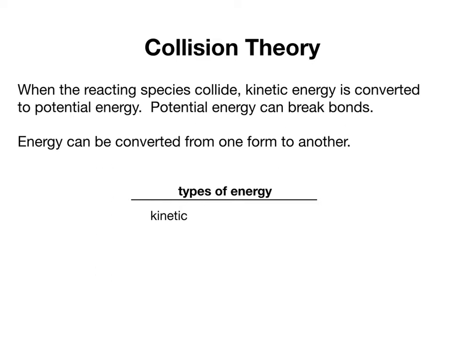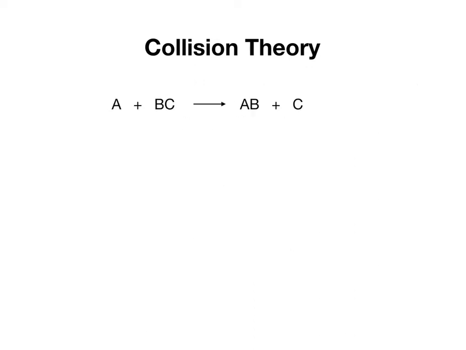Kinetic energy is energy of motion. Potential energy is stored energy, and there are many different types of stored energy. Radiant energy, we typically call that light. There's electrical energy, nuclear energy, vibrational energy. So sometimes molecules, they're not moving around, but they're vibrating. And rotational energy, molecules can rotate. So these are just a few of the different types of energy that we can encounter.